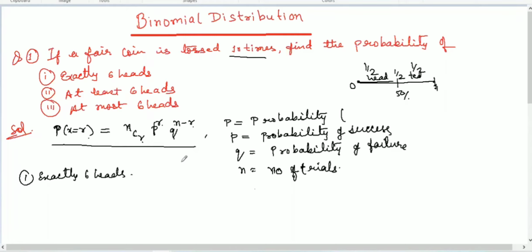Hello everyone. Today's lesson we will find the probability using binomial distribution. Let's start with the formula of binomial distribution first.